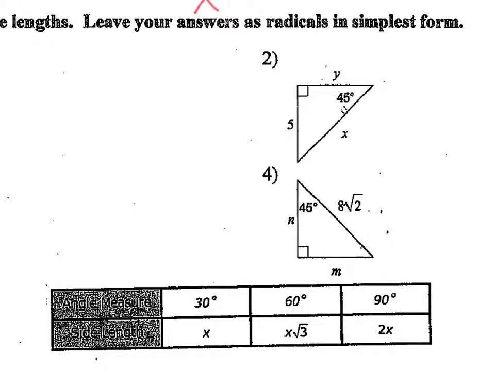Example number 2. Okay, so then y, what is y equal to? 5. That would be 5, and x would be 5 square root of 2. So whenever you're looking for the hypotenuse, whatever the leg is, times square root of 2.